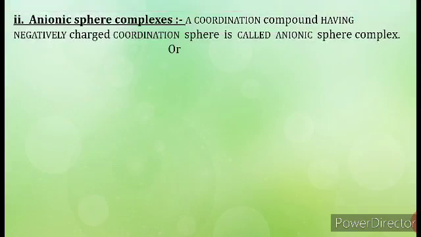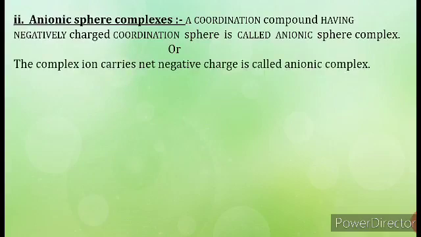Then next is the anionic complex. If a complex carries a negative charge, that is, a coordination sphere carries a negative charge, then it is known as an anionic sphere complex. A coordination compound having a negatively charged coordination sphere is called an anionic sphere complex, or a complex ion that carries a net negative charge is also called an anionic complex.